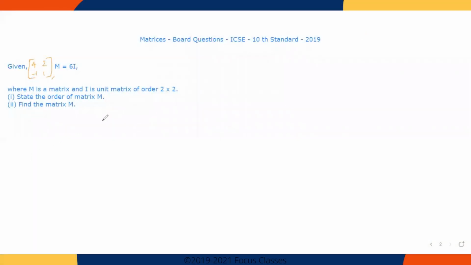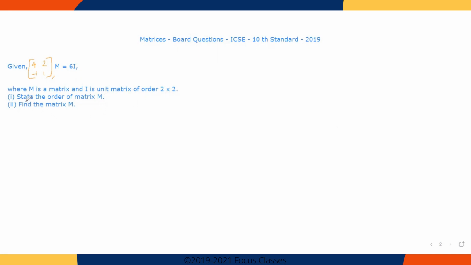Yeah. So the next question, matrices, board question of ICSE curriculum, 10th standard. This particular question appeared in 2019. So the numerical is given: [4, 2; -1, 1] multiplied with M is equal to 6I, where M is the matrix and I is the unit matrix of order 2 cross 2.